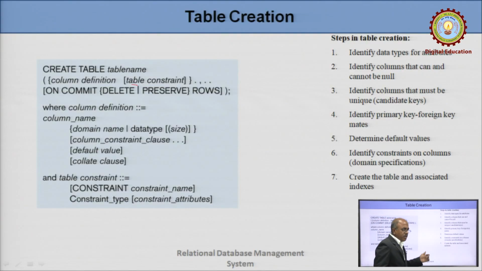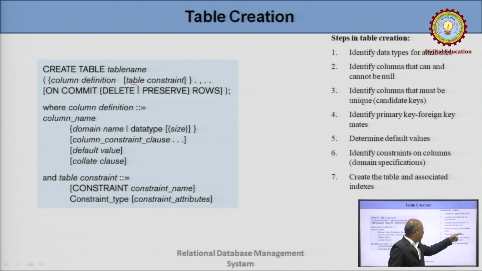When we create a table, we need to ascertain some basic questions. Identify the type of attributes: first of all, we ascertain what types of attributes we are going to have. Identify columns that can and cannot be null: we will decide which columns can be null and which cannot. Then identify columns that must be unique, candidate keys. We will decide first which columns will have unique values.